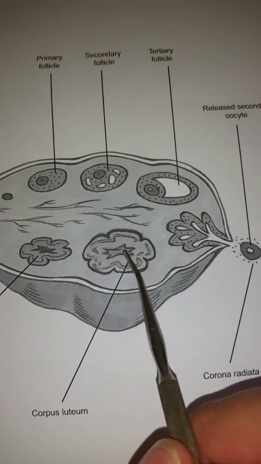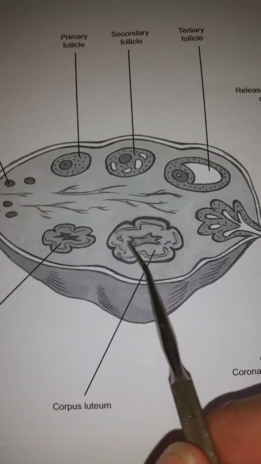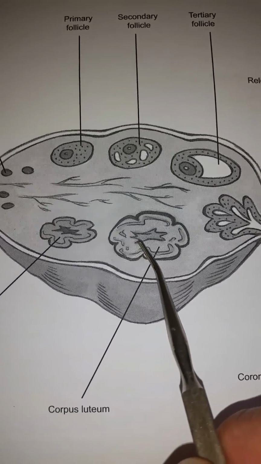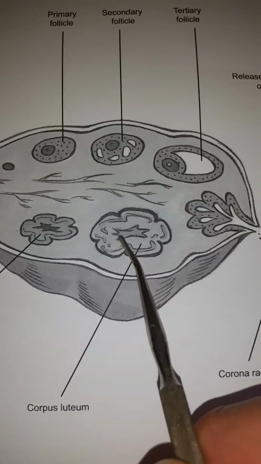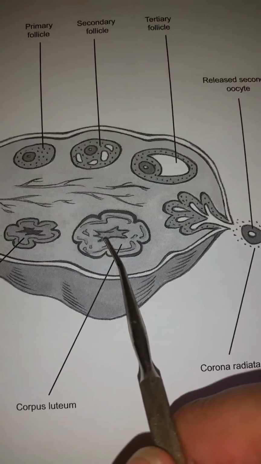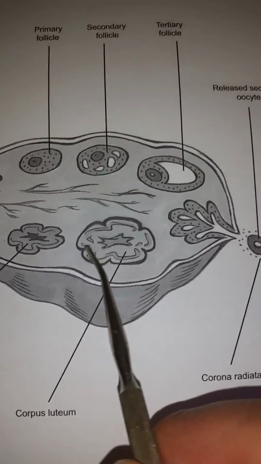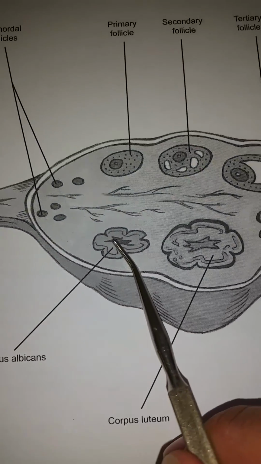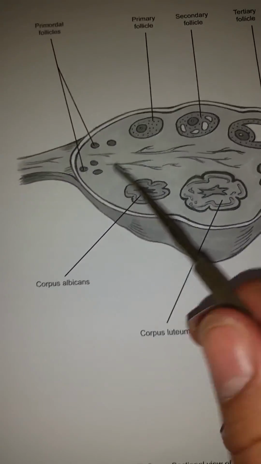And the yellow body, if there is a pregnancy at this point, it will stay and it will produce progesterone, the hormone progesterone, and the female hormones. And if there is no conception, it will start to shrink and become white in color, which is the corpus albicans, and the corpus albicans will disappear.